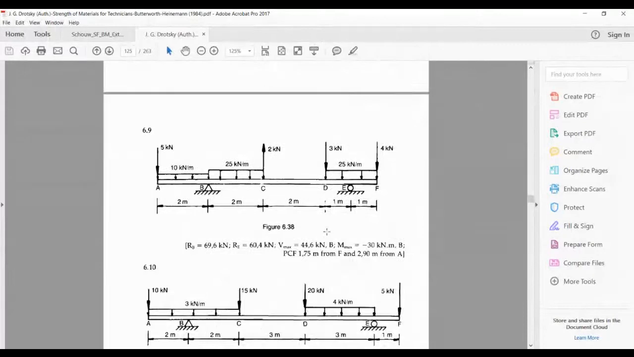Sir, can I just confirm something? You are saying self-assessment from 6.1 to 6.15? That's correct, yeah. Okay, thanks.